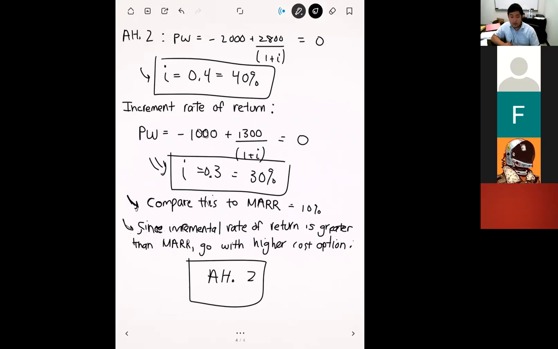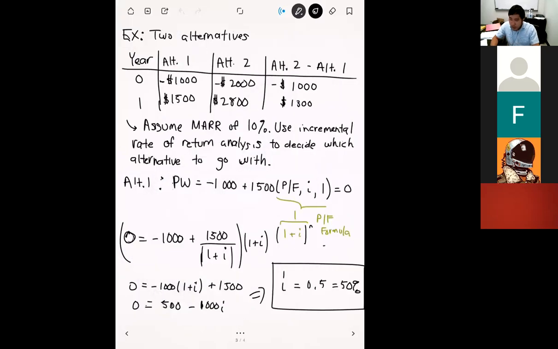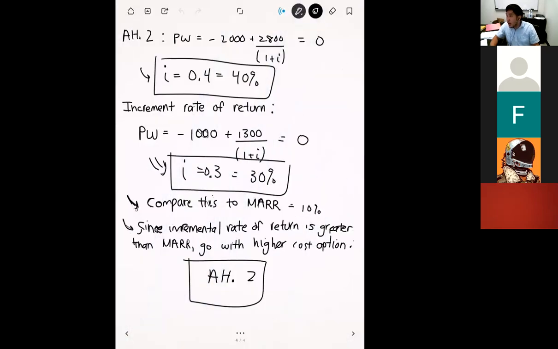This might seem really unintuitive. We literally just computed the rate of return for each individually, and we saw that if we do option 1, then we get a higher rate of return. So why is it that all of a sudden we're saying option 2 is the better one? The reason we're choosing alternative 2 here is that it's a much better use of our money, and the main reason we can see that is the MARR of 10%.